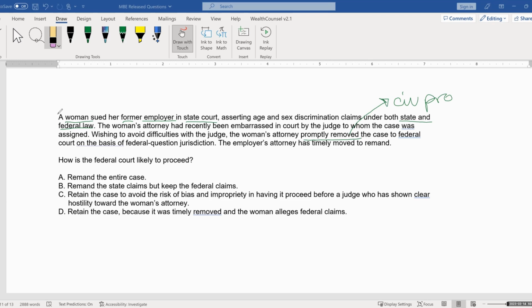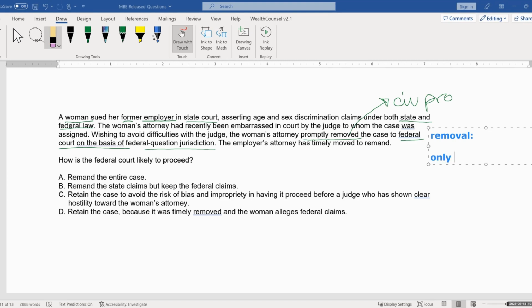So at this point, you can continue on to finish up the rest of that sentence, but a bell should be ringing in your head, thinking that this is what they're testing you on, and you can start unpacking your fact pattern. The woman's attorney promptly removed the case to federal court on the basis of federal question jurisdiction. At this point, you should be thinking they're testing you on removal and all aspects of removal as the subject matter itself.